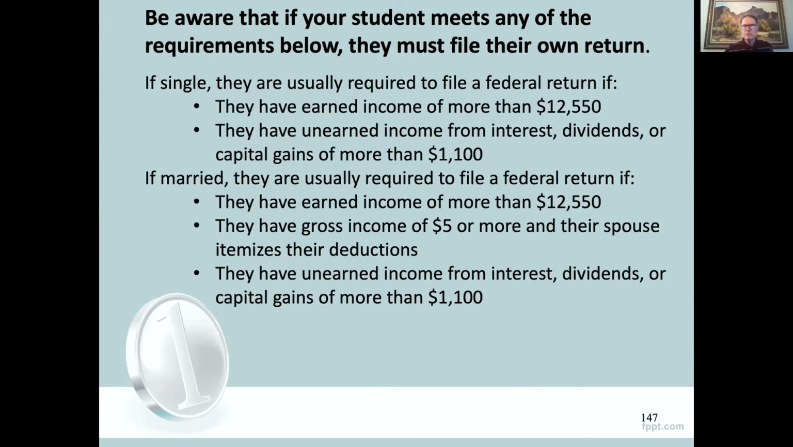If they're single, they're usually required to file a federal return if they have earned income of more than $12,550. That's the standard deduction. If they have unearned income from interest, dividends, or capital gains of more than $1,100. If married, these are the criteria for being married. I don't worry about that. I plug in the 1098-T, I plug in the dependency. The software does all this calculation.